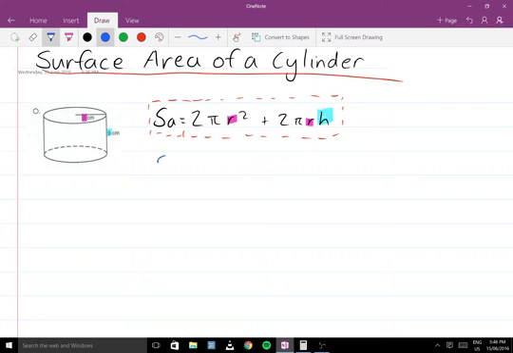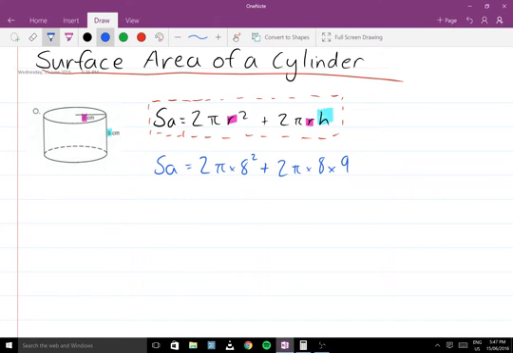So we've got the surface area, SA, equals 2 pi times R, now that's 8, because the radius is 8, squared, because the R was squared, plus 2 pi times 8, because R is 8, times 9, because our height is 9. Okay, so now I've got my formula. I need to have a look at my calculator.